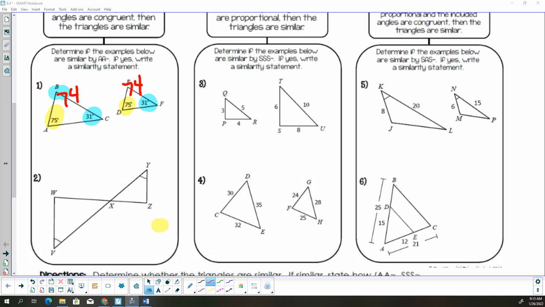We actually didn't really have to find a third angle because the name of this theorem is AA. All we needed to show is that 2 angles of one triangle are congruent to 2 angles of another triangle. And we already see that, so we're going to make a conclusion that these 2 triangles are similar by AA. And now we write the statement. Triangle ABC is similar to triangle DEF.